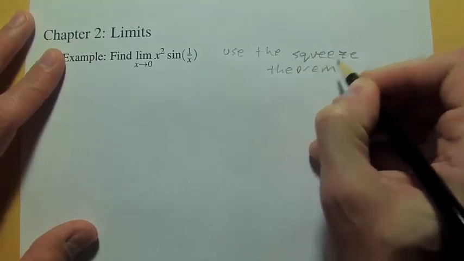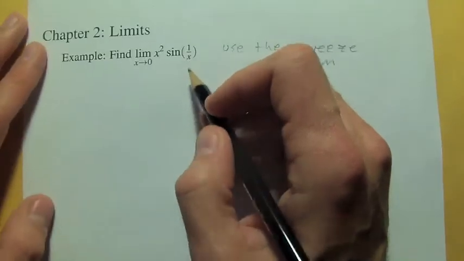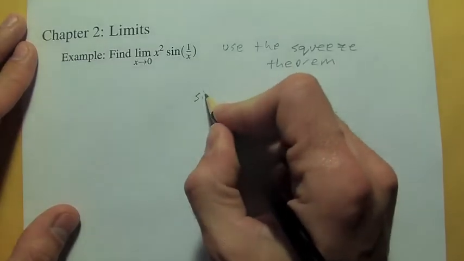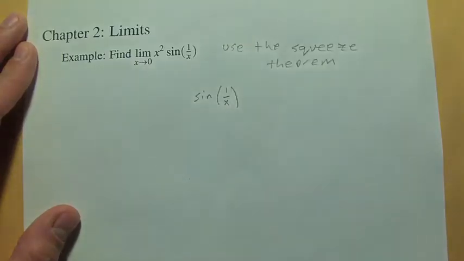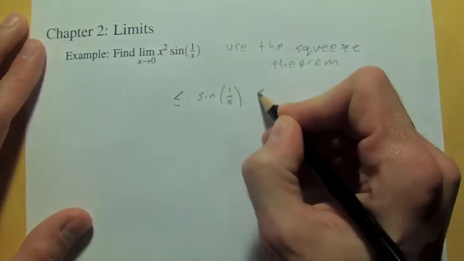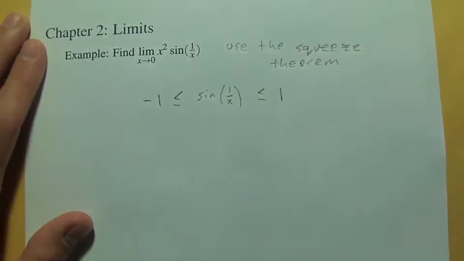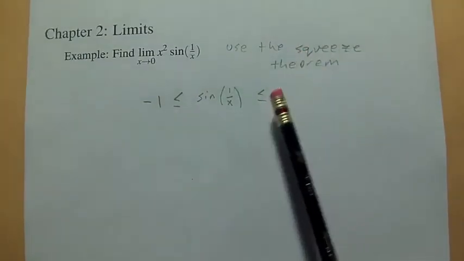Right. And how we do that is, well, we're looking at x squared times sine of 1 over x. We're going to use what we know about sine. So sine of 1 over x. Well, sine of any value, right? I know sine is greater than or equal to -1 and less than or equal to 1. That's one thing we know about sine, it's trapped between -1 and 1. We'll use this a lot.